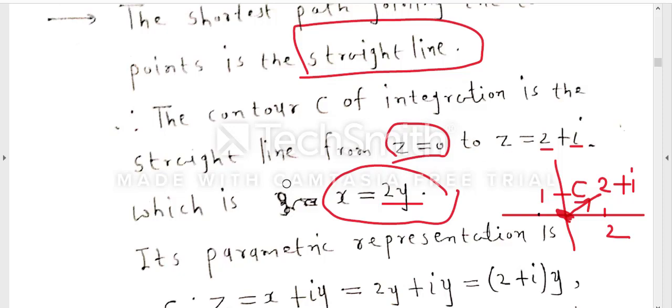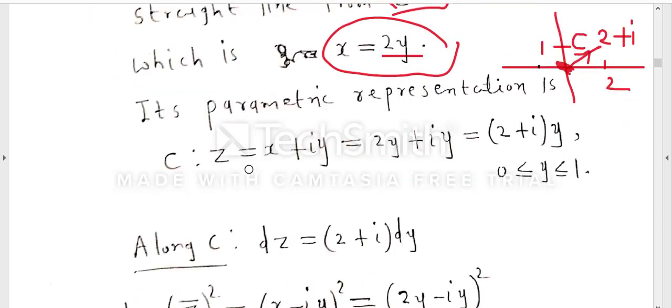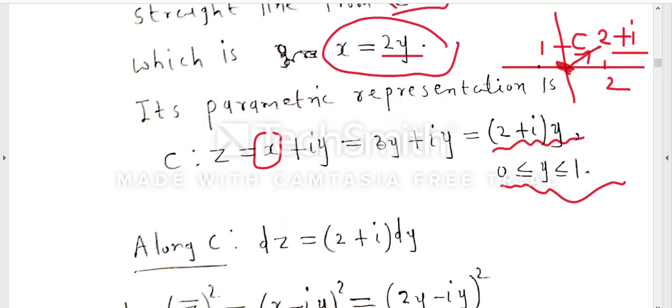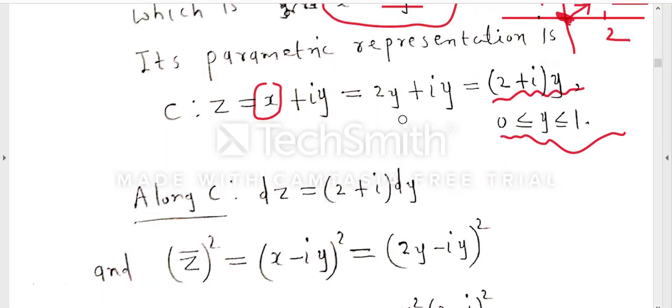So along this straight line we can put x equal to 2y. So z becomes x plus iy, where x is 2y. So it is converted in terms of only one variable y. Now at this point the value of y is 0, and at this point the value of y is 1. So y is from 0 to 1. So here we have converted in terms of parameter y. z is 2 plus i into y. So dz is 2 plus i dy.